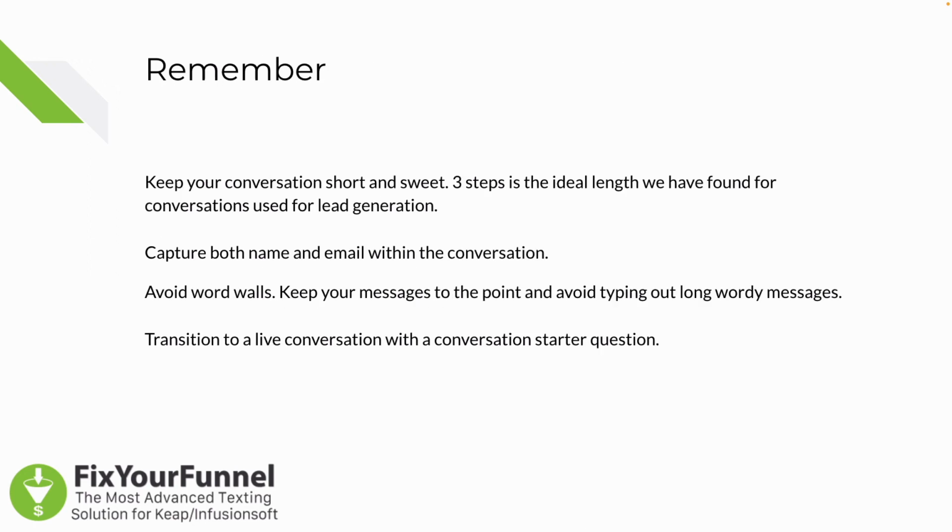So again, I just want to reiterate a few things. Is one, keep your conversations short and sweet. Make it seem natural. Get the information that you need to continue your process. So in an ideal world, that's going to be their name, phone number, and email. Phone number you capture automatically, but in your conversation, capture that name and that email, and then continue with your process, whether that be moving to a live conversation or triggering some sort of automation in Keap to continue that process on. Again, avoid those word walls.